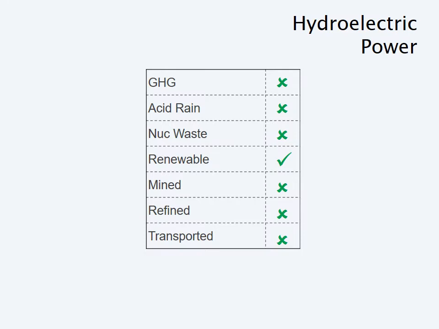Hydroelectric dams do not make greenhouse gases, they do not make acid rain, they do not produce nuclear waste. The water is renewable. There is no mining, refining, or transportation that has to happen.